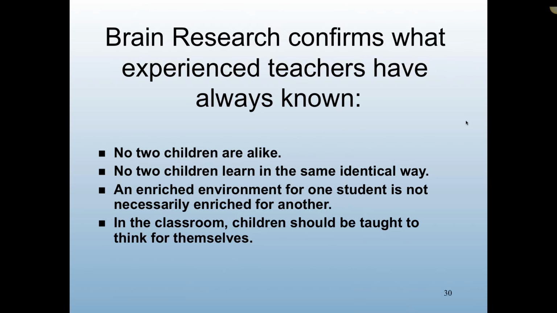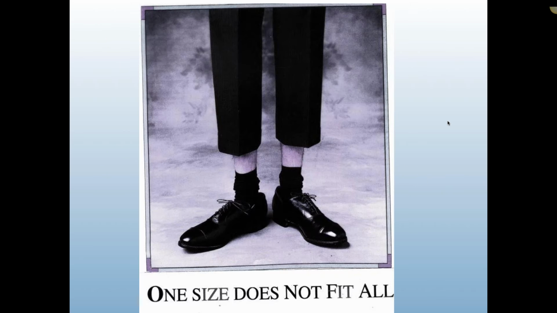All right, so what does research confirm for us? And you know this already. No two kids are alike. No two kids learn in the same identical way. What we think is an enriched environment for one student may not be enriched for another student. And ultimately, what we really want to do is create kids who we are teaching to think for themselves, right? Because all through life, nobody's always going to be telling you what to do and how to do it. If you can figure out the way to solve a problem on your own and show that you know that, well, what could be better than that?